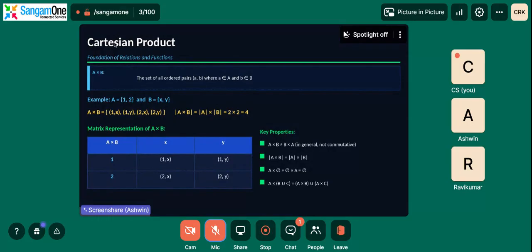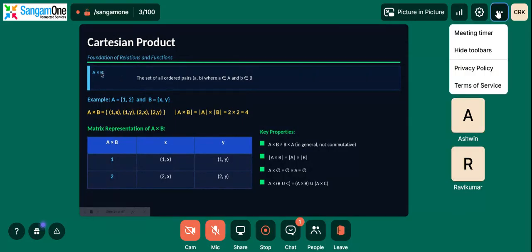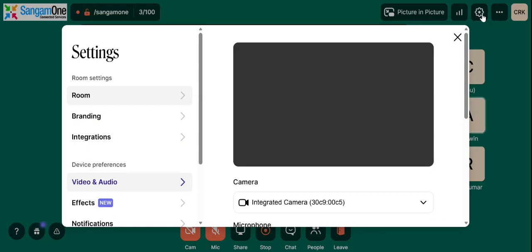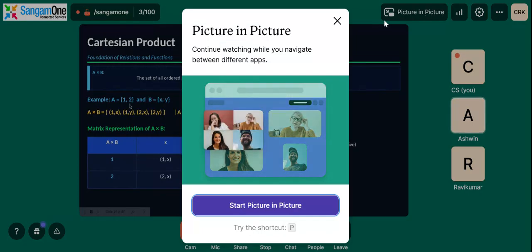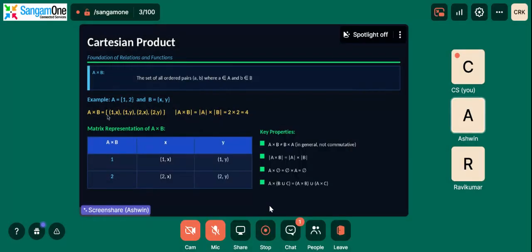Okay, moving on to relations: Cartesian product, foundation of relations and functions. A cross B corresponds to the set of all ordered pairs (a, b), where a belongs to set A and b belongs to set B. Example, A is equal to {1, 2} and B is equal to {x, y}. A cross B corresponds to (1, x), (1, y), (2, x), (2, y).